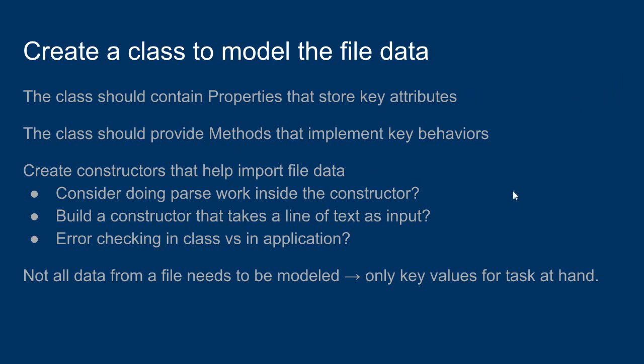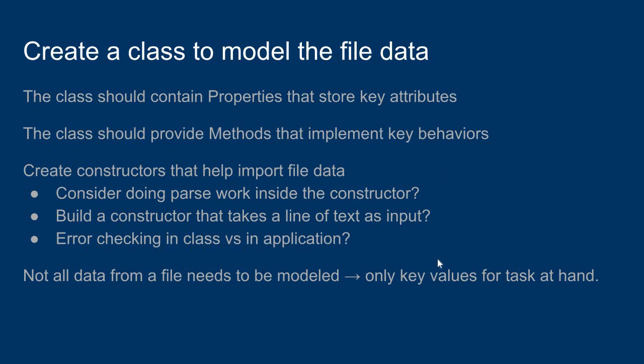When we create a class to model the file data, we need to make sure we expose properties that store key attributes. We perhaps want to provide methods that implement key behaviors. So if there's something that we can calculate based off of the data coming in, we can embed that into our class. And we can create constructors and helper methods that help us work with building these objects.